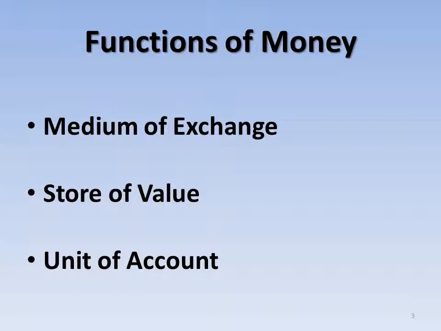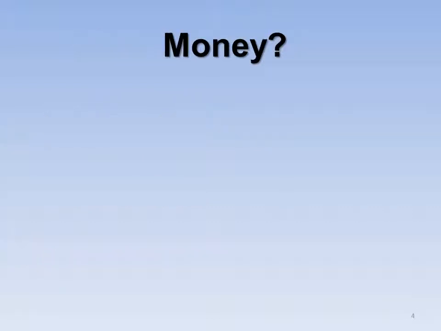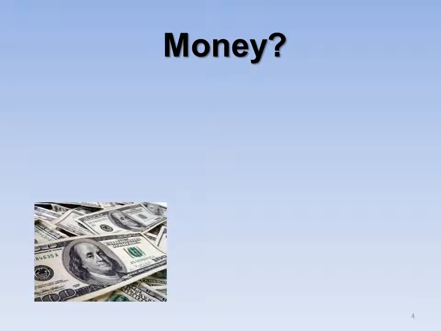Let's apply these three criteria to see what money looks like concretely. For each of the following examples, see how well you can determine whether or not the functions are being met. In the first case, these $100 bills with Benjamin Franklin's picture on them, we can all readily agree that those represent money. We know that you can spend $100 bills, and we know that you can save $100 bills. So, dollar bills represent both a medium of exchange and a store of value.